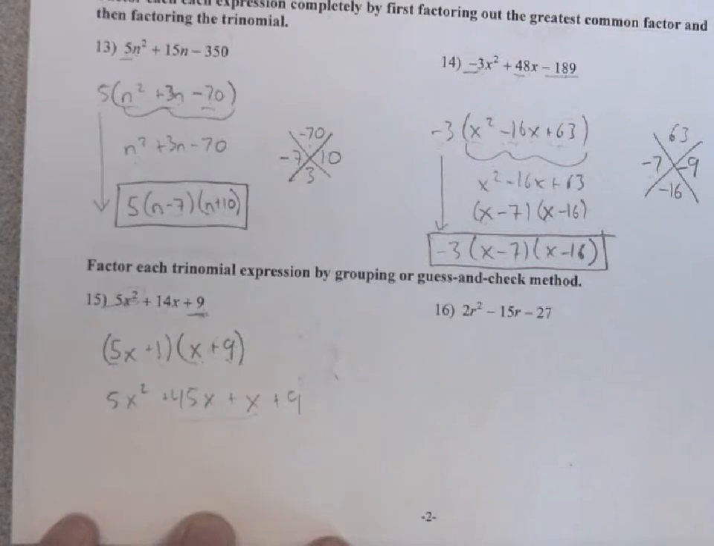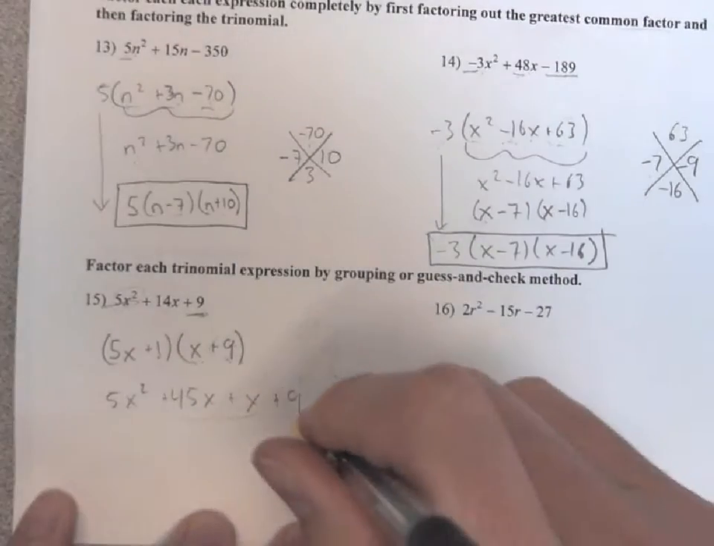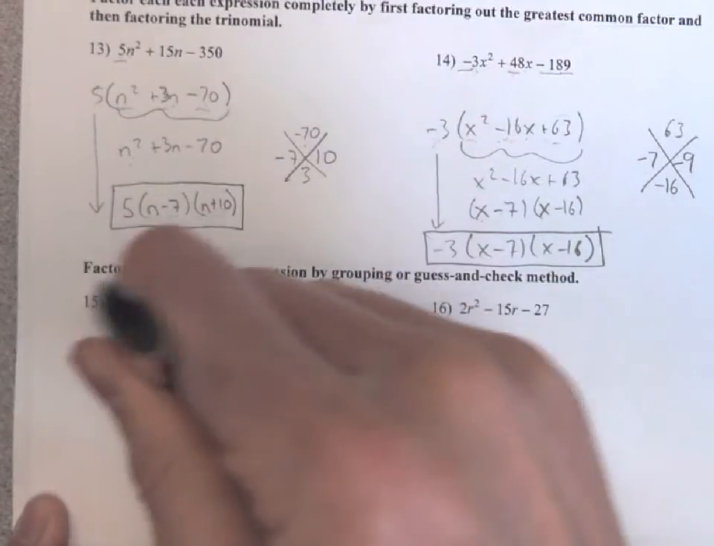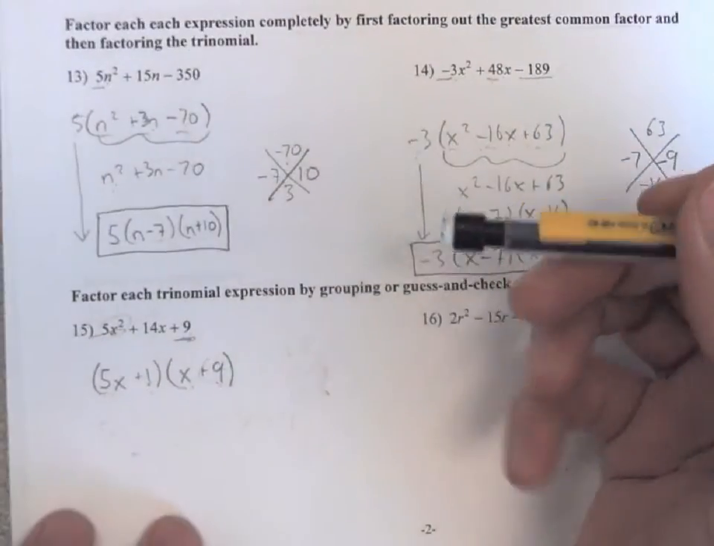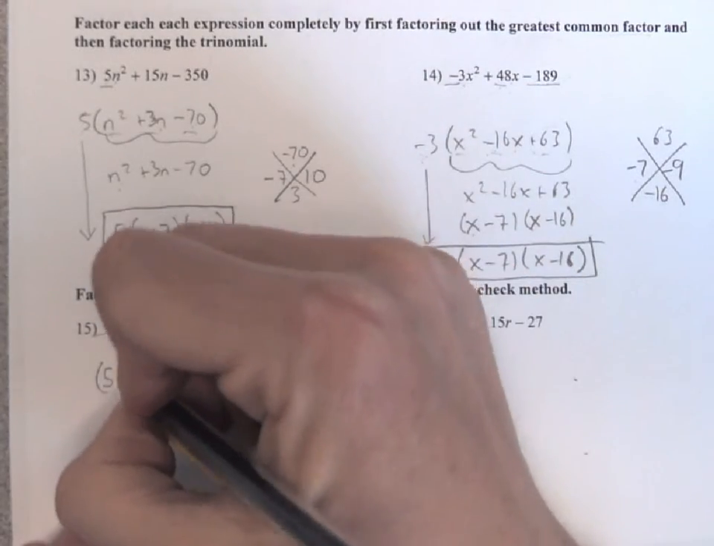Okay? So I know that this isn't the right way to do it. I tried a possibility, and it didn't work. So we're going to have to go back to the drawing board. Okay? That's why this is called the guess and check. Okay? So let's try something else.